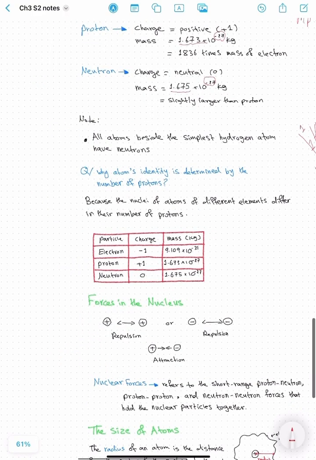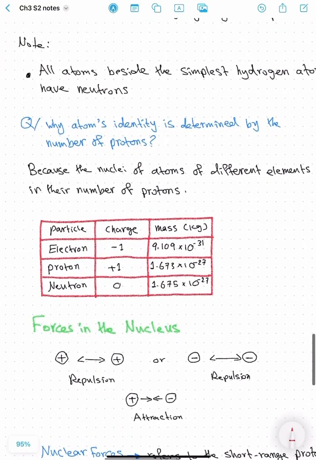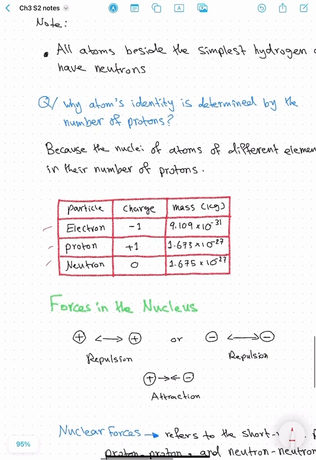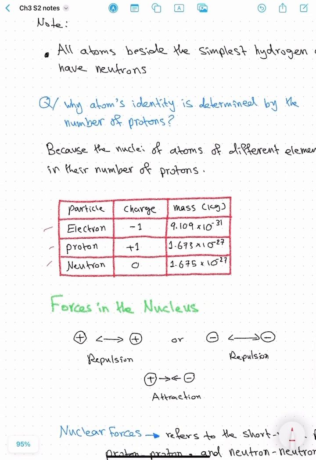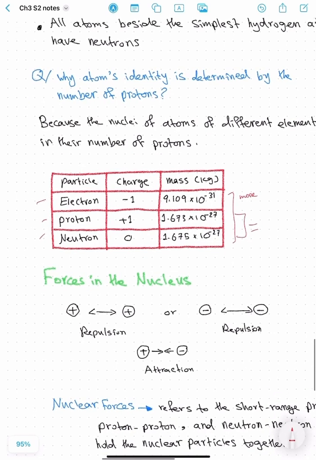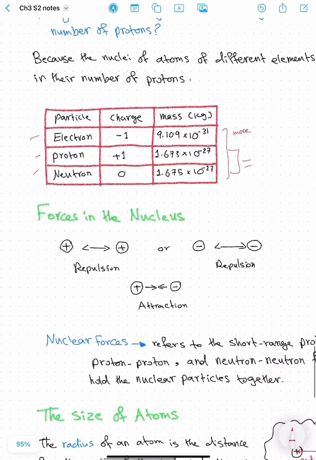And this is a table. We have the particles, the 3 of them, their charge and their mass. I think you're not supposed to memorize their masses. Just know that protons and neutrons are basically equal, but they're much more than the mass of an electron. So far we have known what is inside an atom.